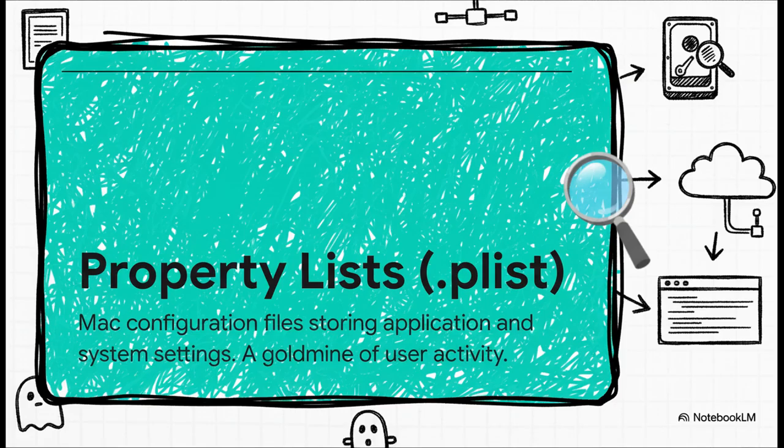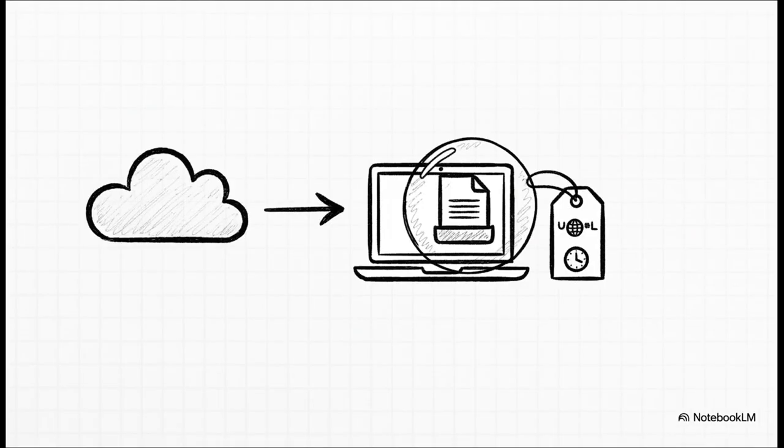For an investigator, this is an absolute goldmine of user activity. And here's a fantastic example of just how specific that evidence can get. Another incredible Mac artifact is its quarantine database. Anytime you download a file from the internet, macOS quietly makes a note of where it came from, the exact URL, and precisely when it was downloaded.